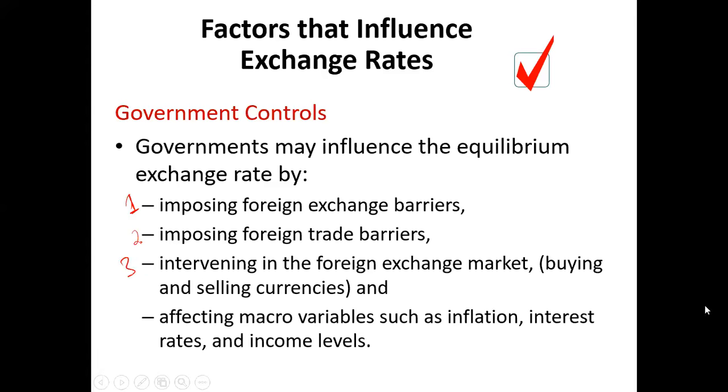Number three, government can directly enter the foreign exchange market by buying or selling currencies. So for instance, in Ghana, we heard the government was pumping some billion dollars into the system every day. They were doing that because they were trying to increase the supply of dollars. And once we increase the supply of dollars, the price of the dollar will come down. So that made our currency quite stable. But it didn't last, of course.